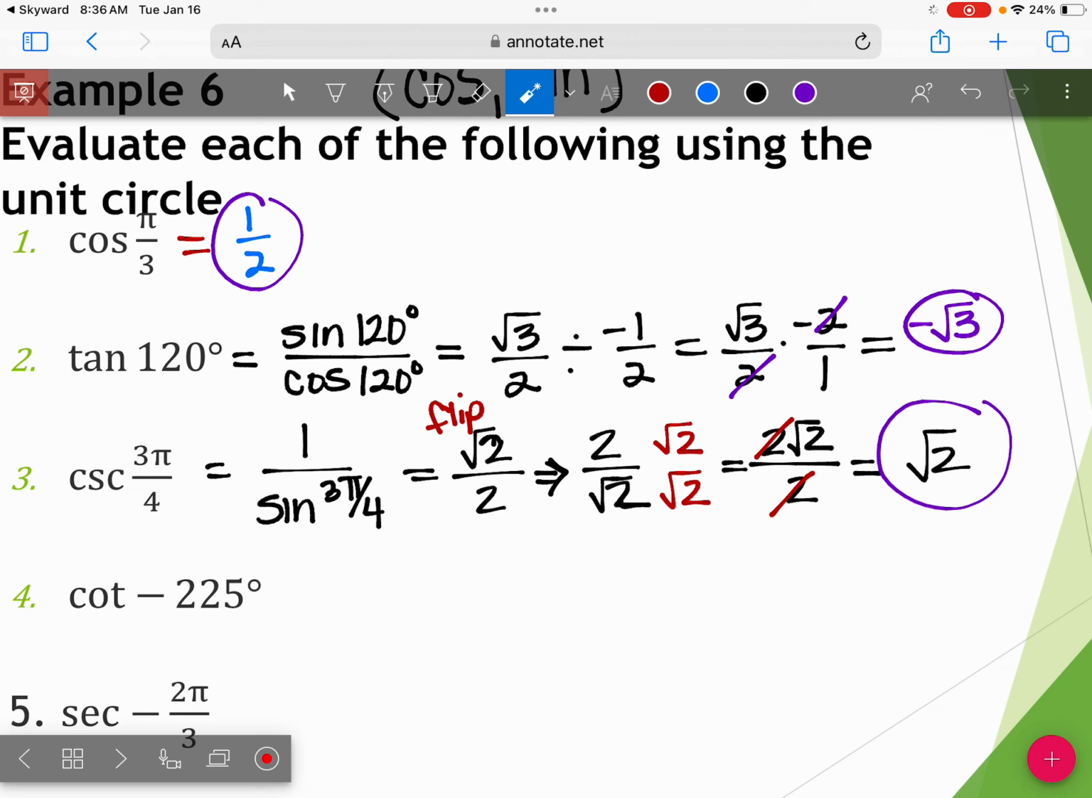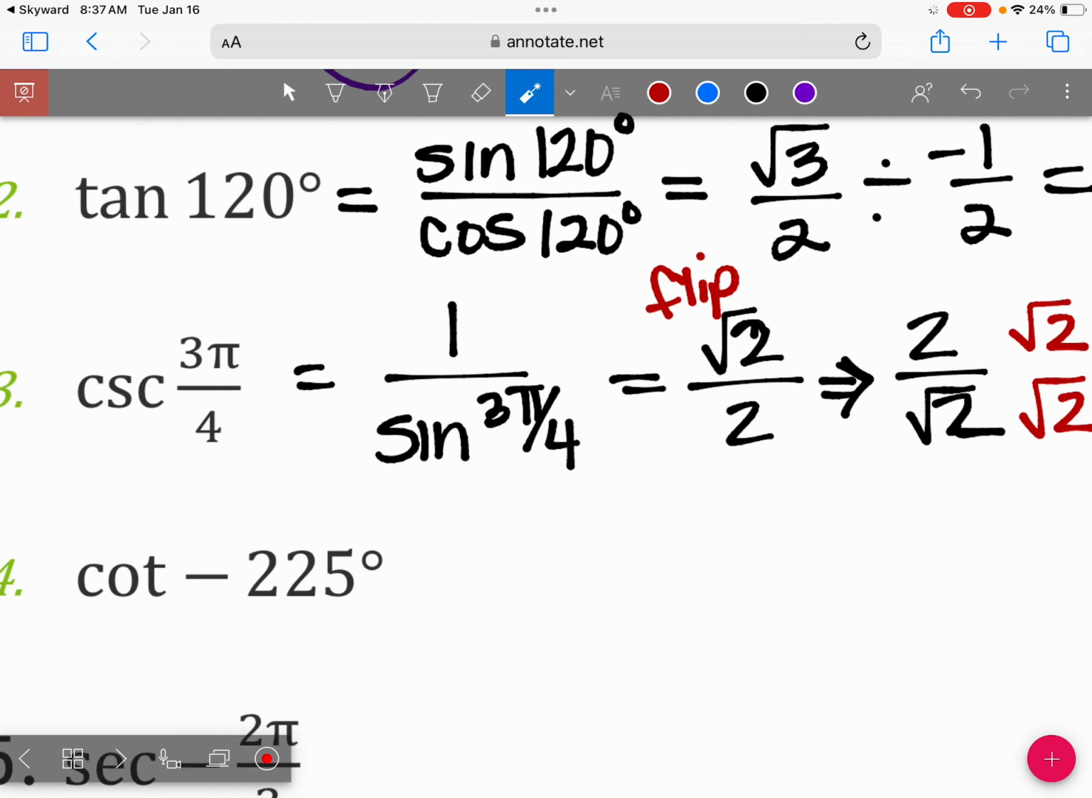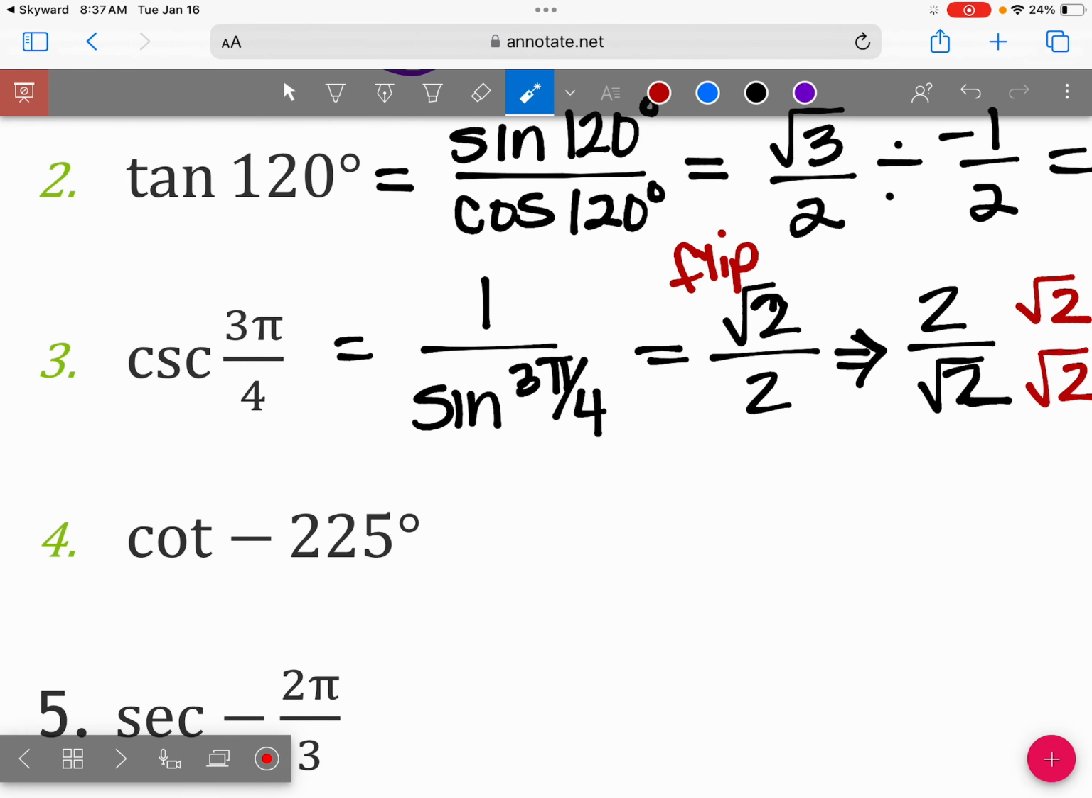But do you understand now, though? Yeah. Seriously. Okay. All right. So we have a negative 225, which we need to find the coterminal angle, which you don't have to, but whenever I have a negative, I like to add 2 pi to it so we can actually find it on the unit circle.